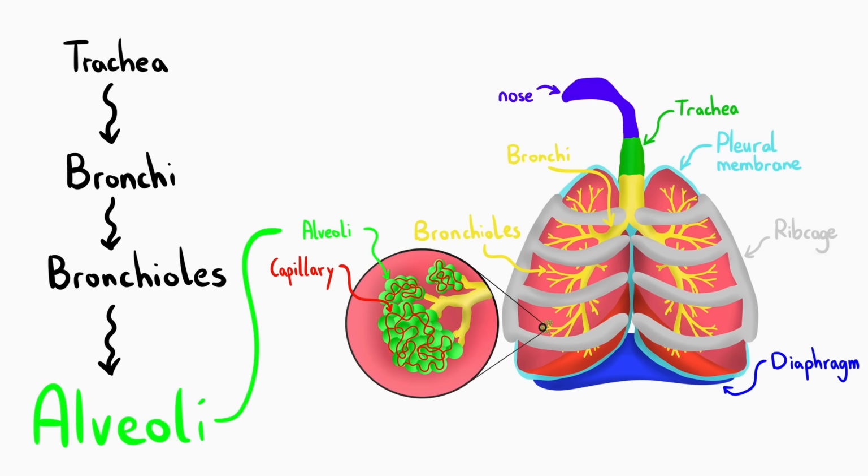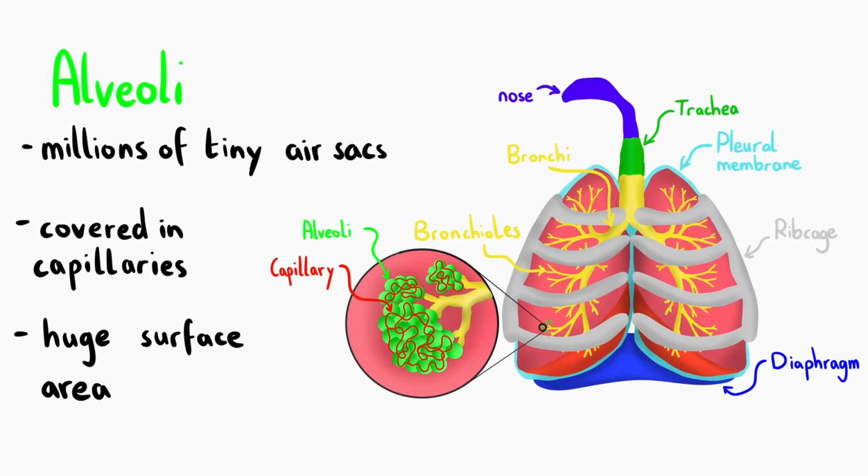These bronchioles eventually end at tiny air sacs called alveoli. Alveoli are where the actual gas exchange takes place. The lungs contain millions of these microscopic air sacs, each surrounded by a network of tiny blood vessels called capillaries.